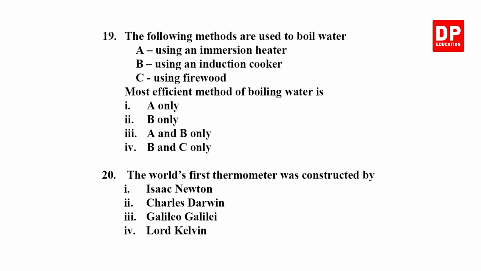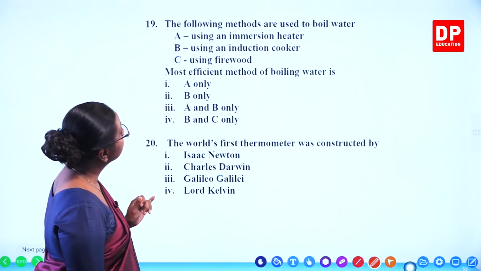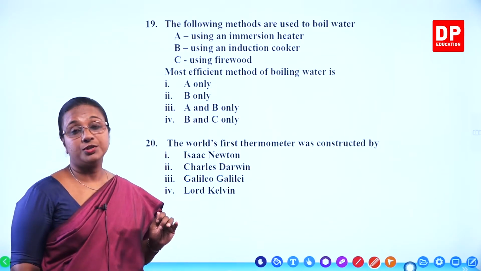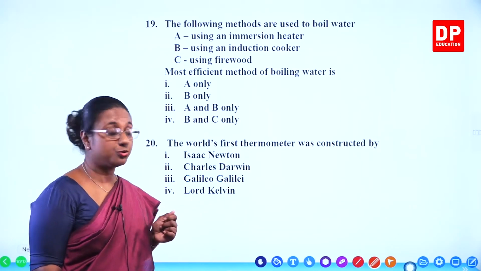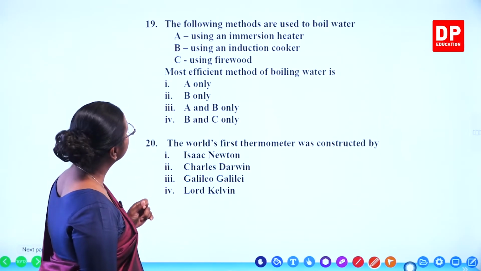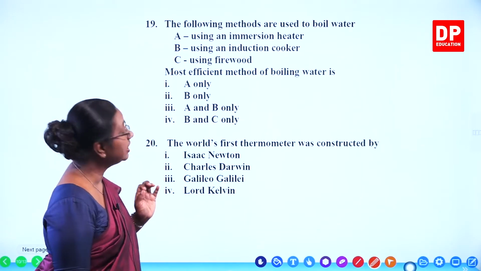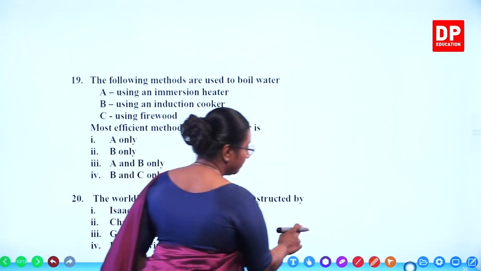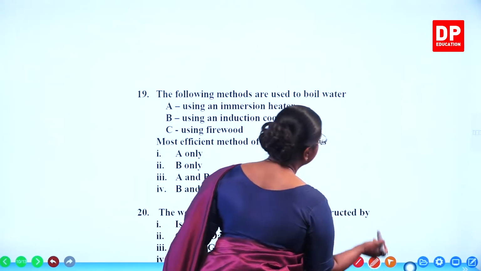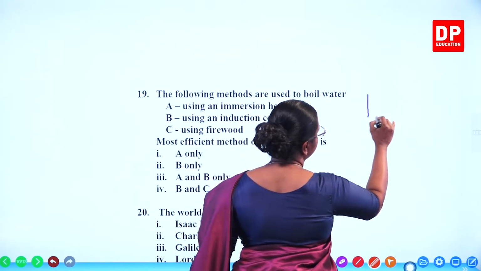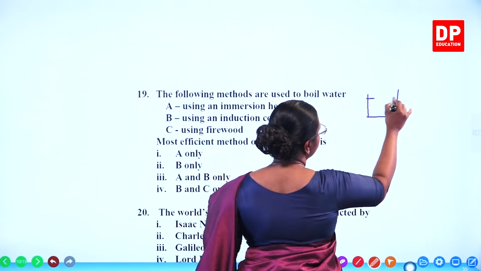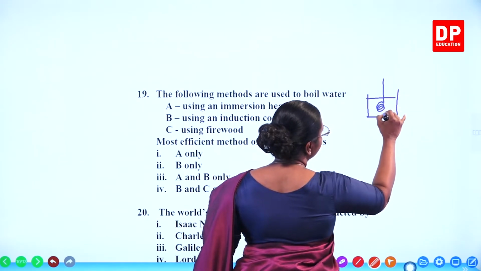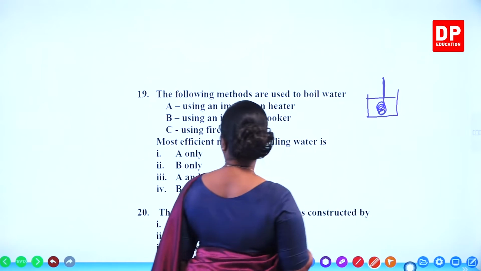Question number 19. The following methods are used to boil water. So, different methods can be used to boil water. The first method is using an immersion heater. So, you all know that, students, the immersion heater, we immerse it completely into water. If you have a vessel containing water, in the immersion heater the coil is inserted here.